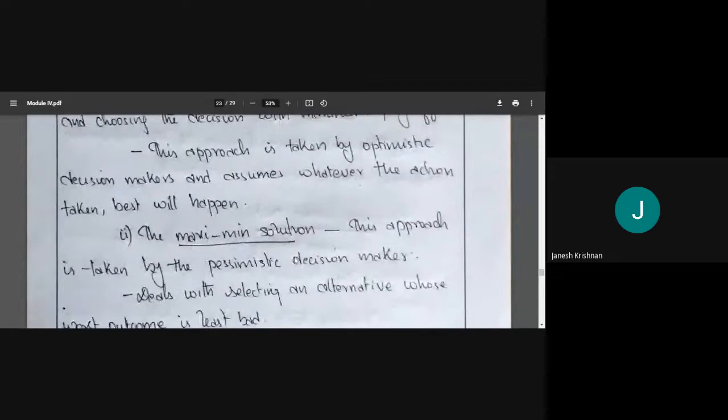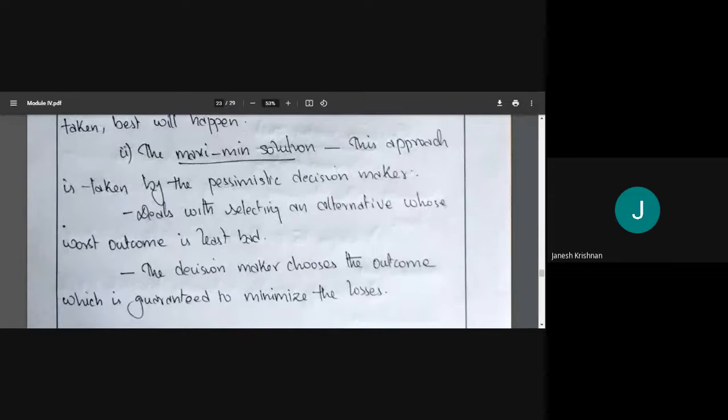But in maxi-min solution, we are taking a pessimistic approach. Okay. Similarly, we have 4 alternatives A, B, C, and D. We'll see what is the worst thing that will happen if we choose alternative A. Okay. Similarly, what is the worst thing that will happen if we choose alternative B? Worst thing for alternative C and worst thing for alternative D, and we'll compare those. And the alternative which gives us the least worst thing is chosen. Okay, so the alternative whose worst outcome is least bad is chosen. Okay.